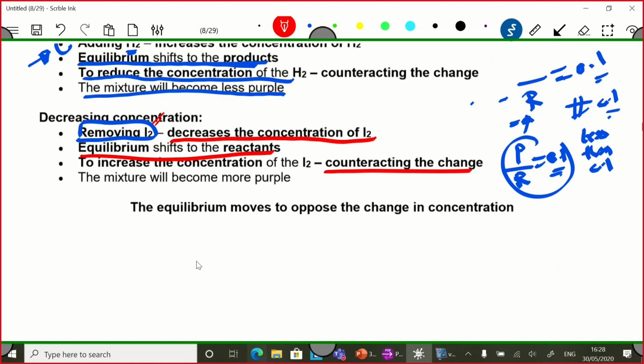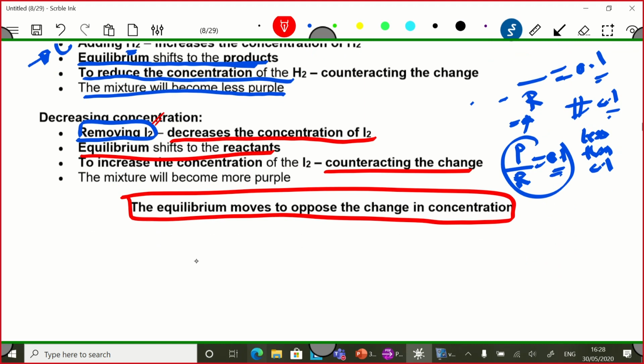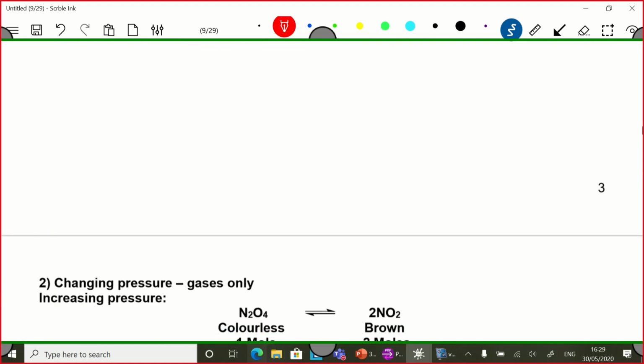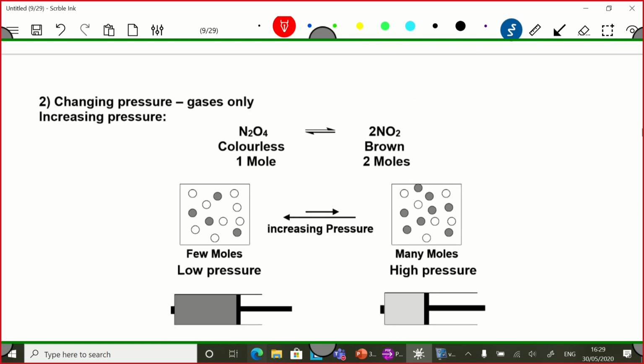Remember, in any equilibrium question, you need to mention this bit: the equilibrium is going to move to oppose the effect. It is the change in concentration, is it the temperature or the pressure? The second parameter that is going to affect the equilibrium is if you vary the pressure.